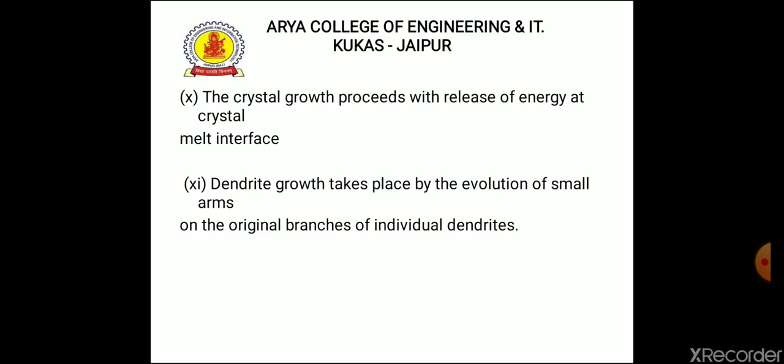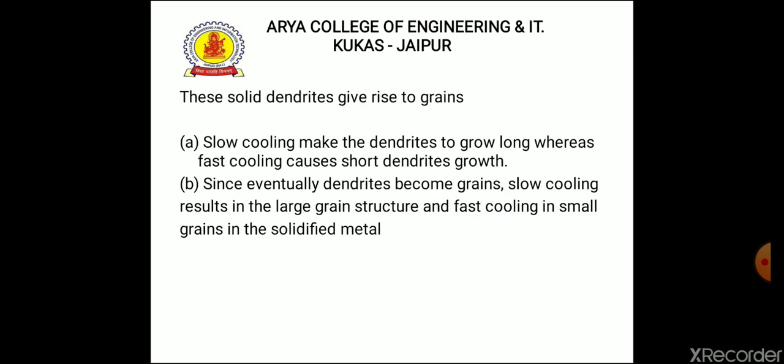10th, the crystal growth proceeds with release of energy at the crystal's melt interface. And the 11th is, dendrite growth takes place by the evolution of small arms on the original branches of individual dendrites. Now, these solid dendrites give rise to grains.